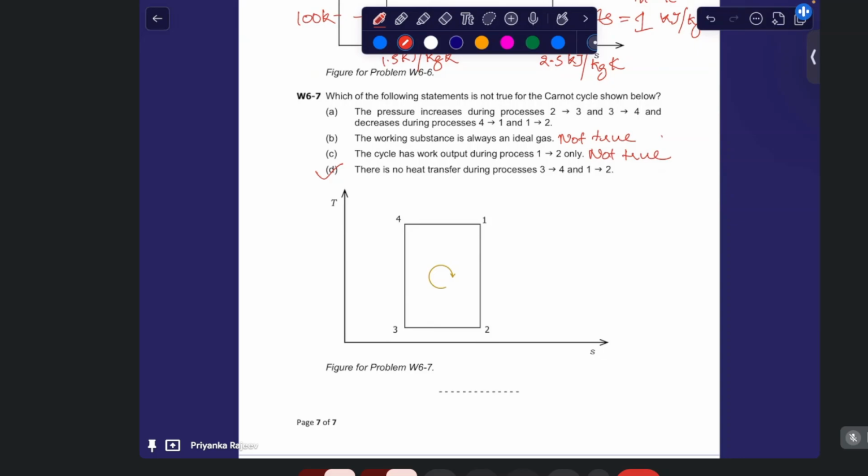Now, pressure increases during process 2 to 3 and 3 to 4 and decreases during process 4 to 1 and 1 to 2. In 4 to 1, what is happening? Expansion is happening. And in the other, compression is happening. So yes, that is also true. Pressure increases from 2 to 3 and 3 to 4 and decreases during 4 to 1 and 1 to 2. Yes, that's correct.